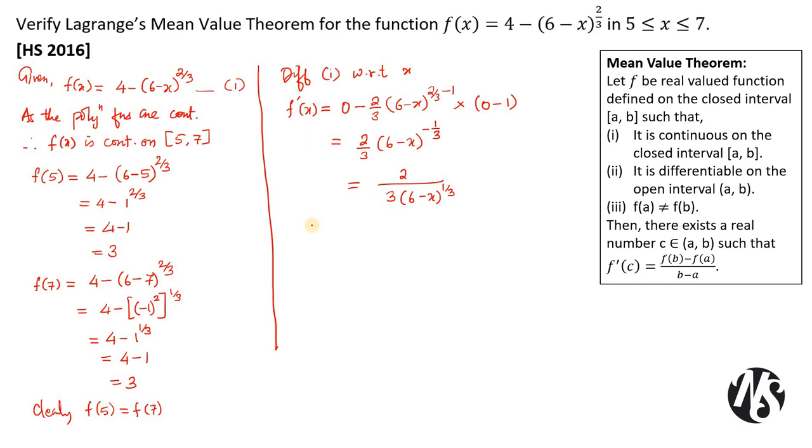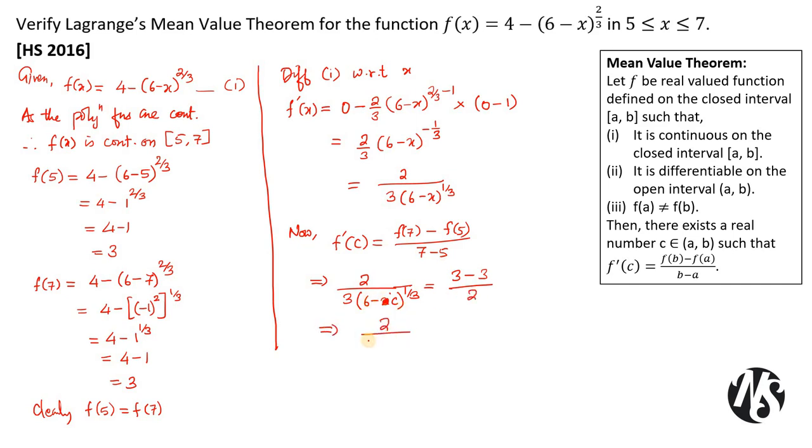Now, since they are giving LMVT, we will use the LMVT formula here. So we make f dash of c equal to f(b) minus f(a), that is f(7) minus f(5), whole divided by b minus a, that is 7 minus 5. In f dash of x, we put c in place of x. So you get 2 by 3 into 1 over (6 minus c) whole to the power 1 by 3 is equal to f(7) which is 3 minus f(5) which is also 3, over 2, so this equals 0.